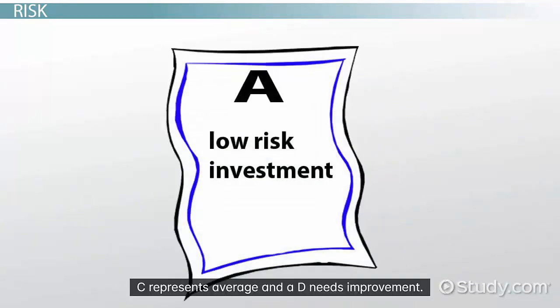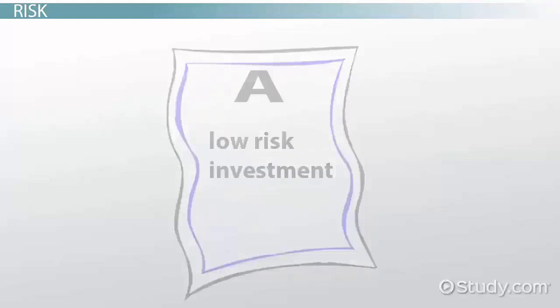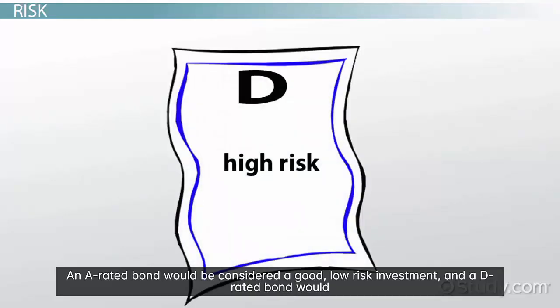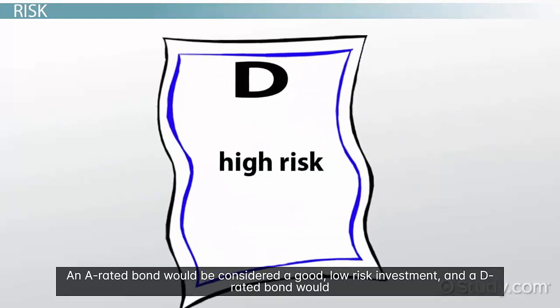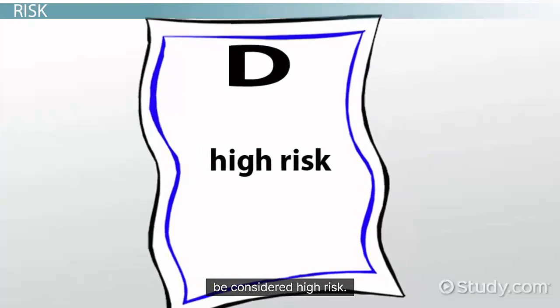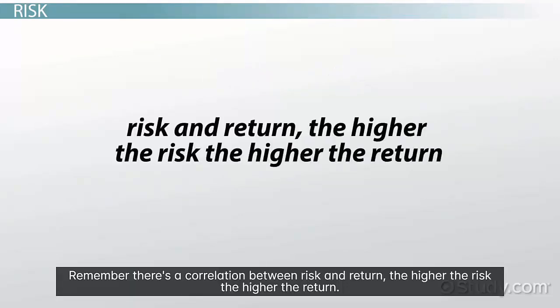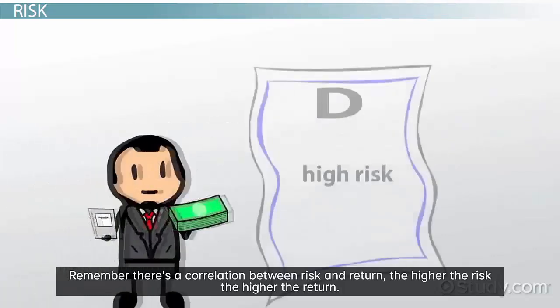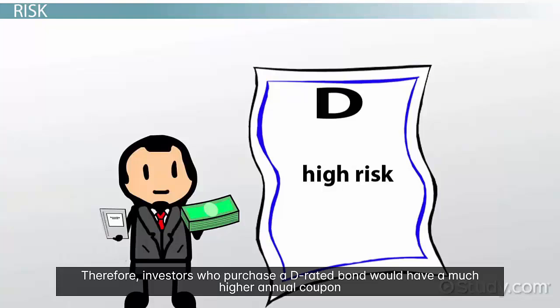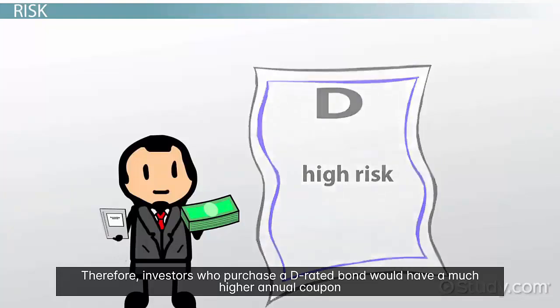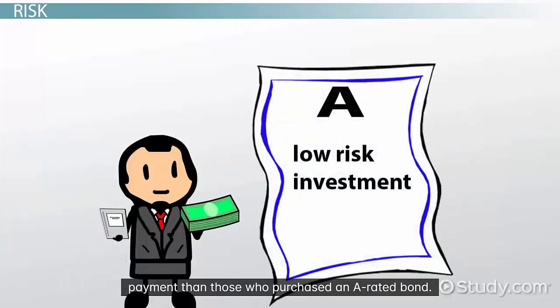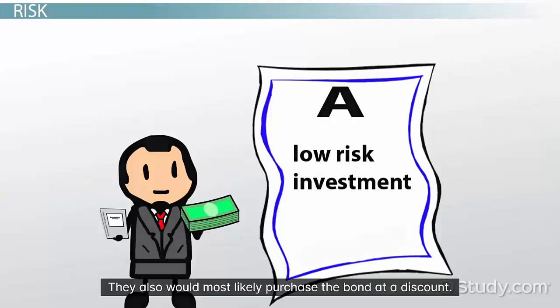An A-rated bond would be considered a good, low-risk investment, and a D-rated bond would be considered high risk. A bond that carries a rating lower than BB by Standard & Poor's or lower than BA by Moody's is called a junk bond. Remember, there's a correlation between risk and return. The higher the risk, the higher the return. Therefore, investors who purchase a D-rated bond would have a much higher annual coupon payment than those who purchased an A-rated bond. They also would most likely purchase the bond at a discount.